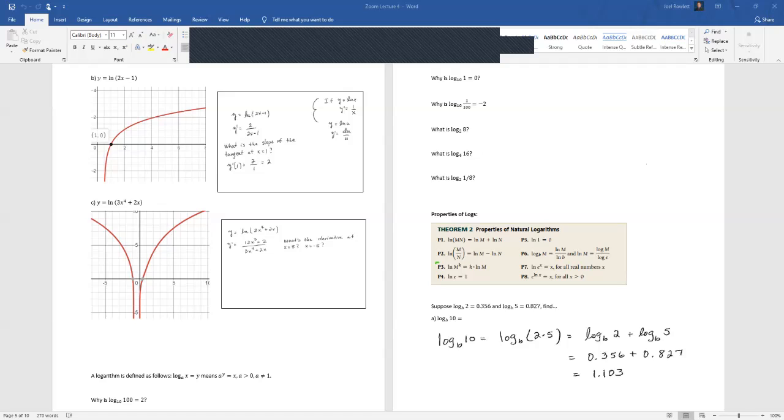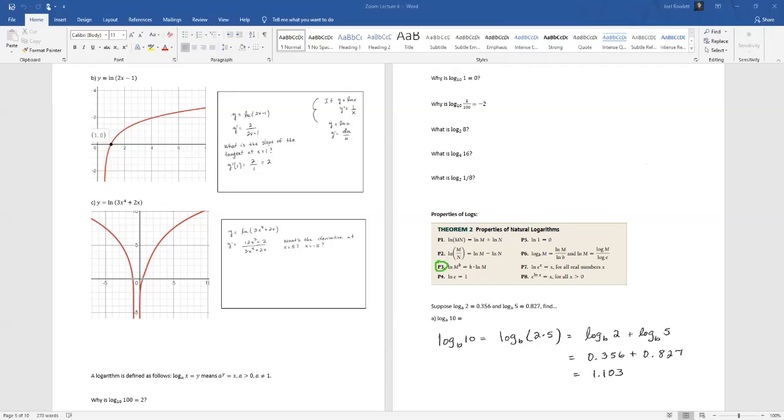I love this rule here. This rule will become very useful later when we balance out some equations. But if you have ln of m to the power of k, you can actually take this exponent down to the front. And that makes it a lot easier to solve equations algebraically.